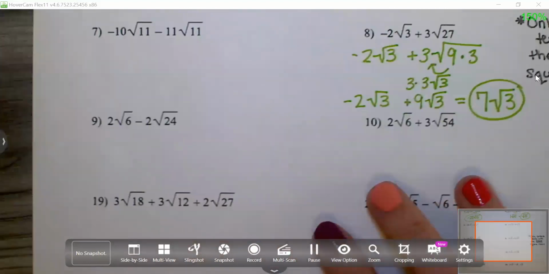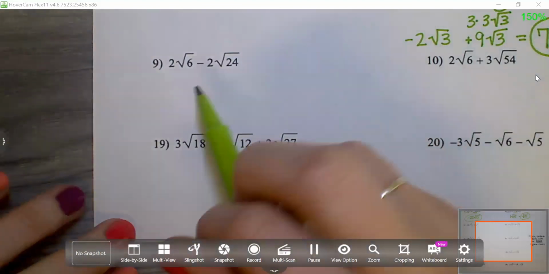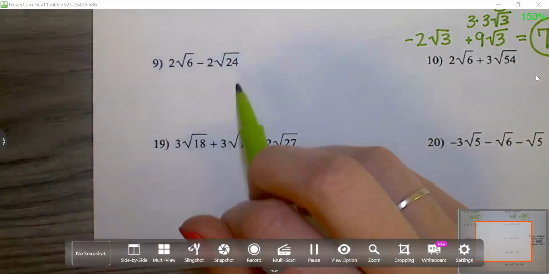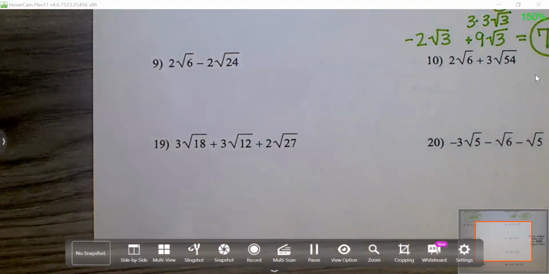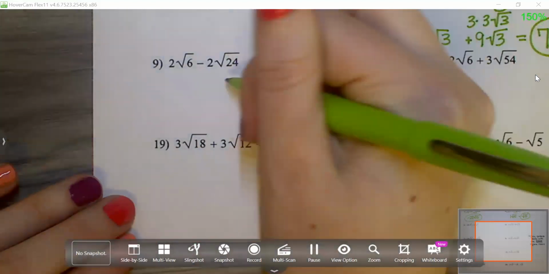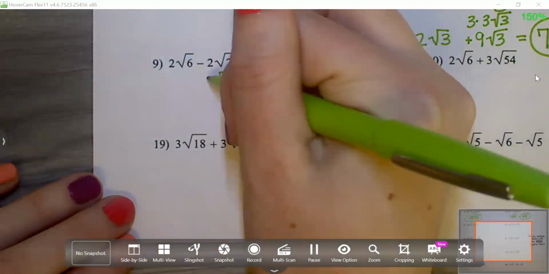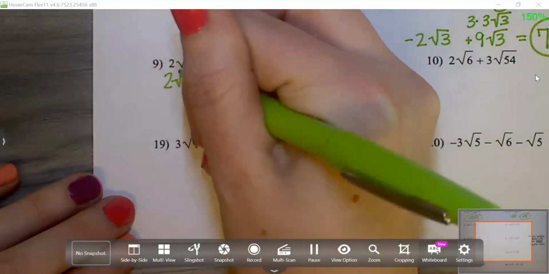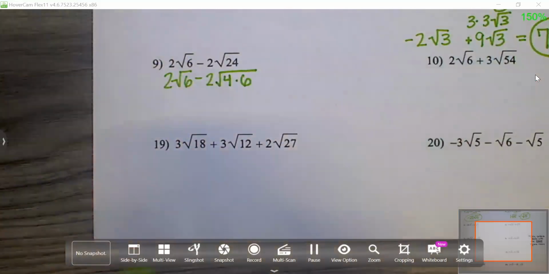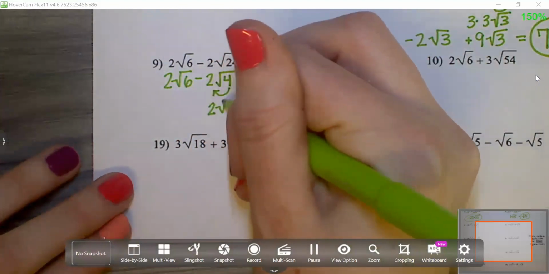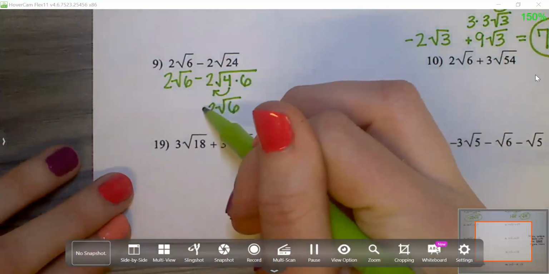Let's go over to number 9. Again, I have root 6 and root 24. This 24 is my bigger number. Let's think about what I can break down. What perfect square can I divide out of 24? I should be able to break 24 down into 4 times 6. And there's a 2 hanging out in front of it. I'm going to go ahead and bring everything down here. That 4 is my perfect square that'll come out of my square root symbol. And when I take the square root of 4, I get a 2. So I have 2 root 6. And of course, there's already a 2 hanging out in front.